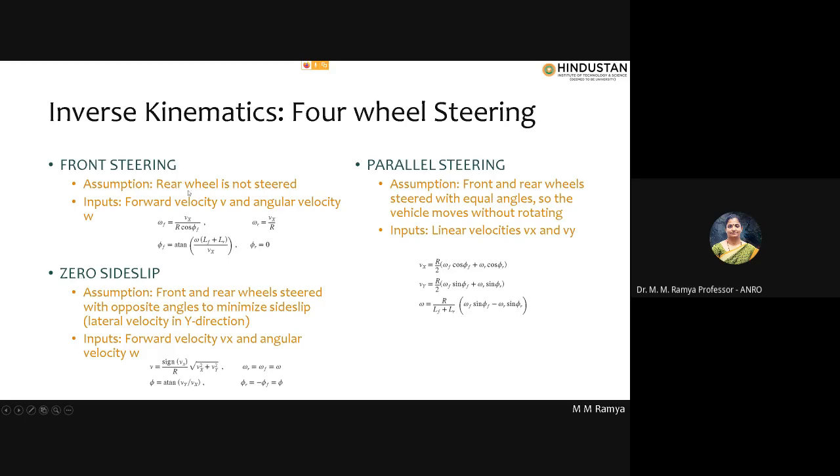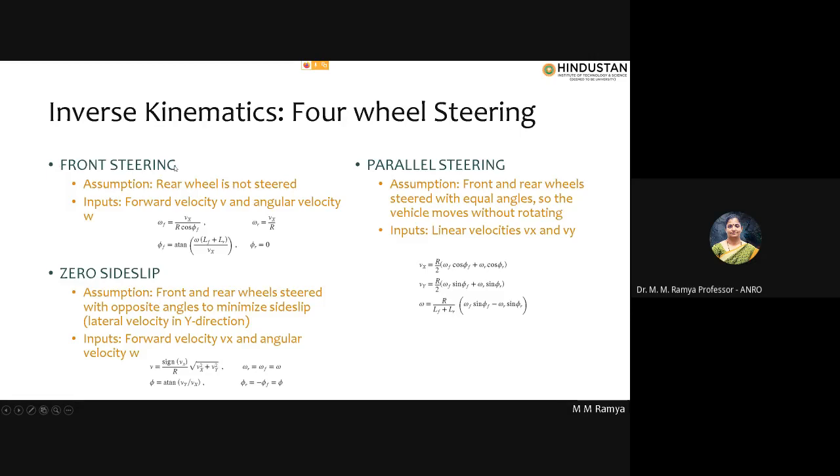Now the forward velocity V and the angular velocity W alone will be calculated based upon the transformation that you make. The velocity that happens in the x-axis alone will be taken for consideration. Now, we have zero side slip. These are different movements that you would have. We will be seeing all that in the simulation today. Before going into the simulation, just understand the terminologies and then we will see how to actually work on it.